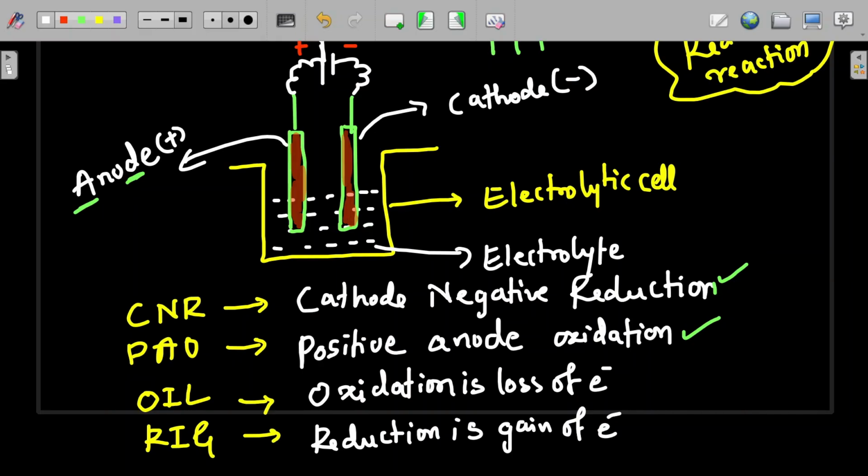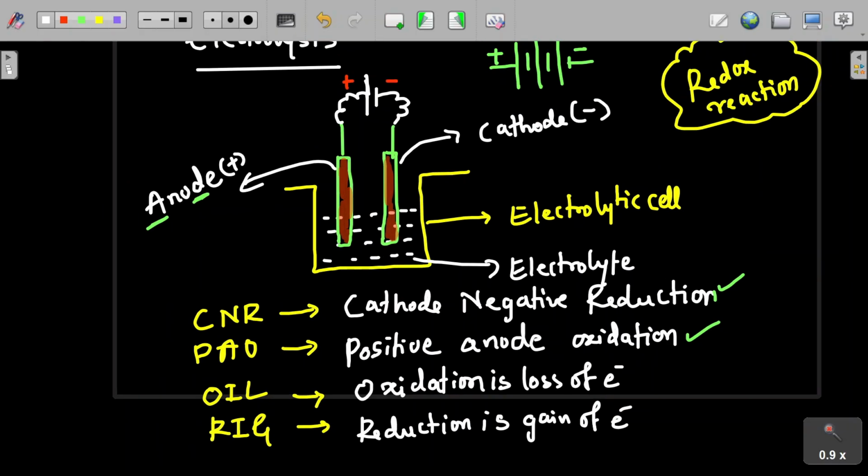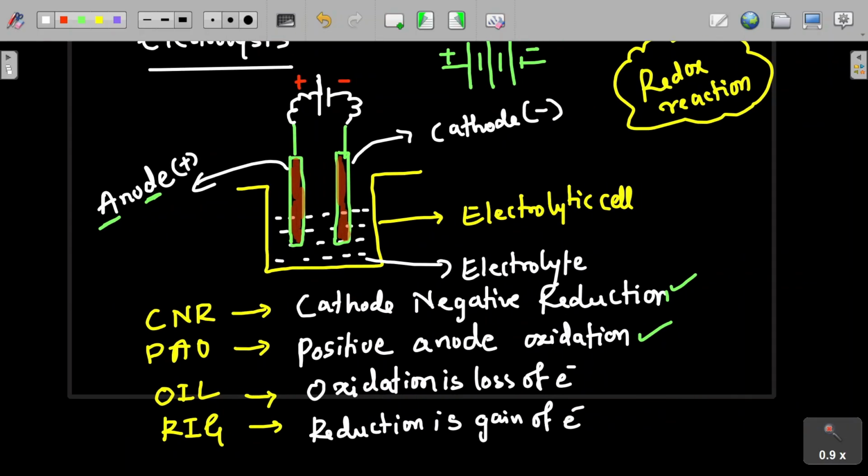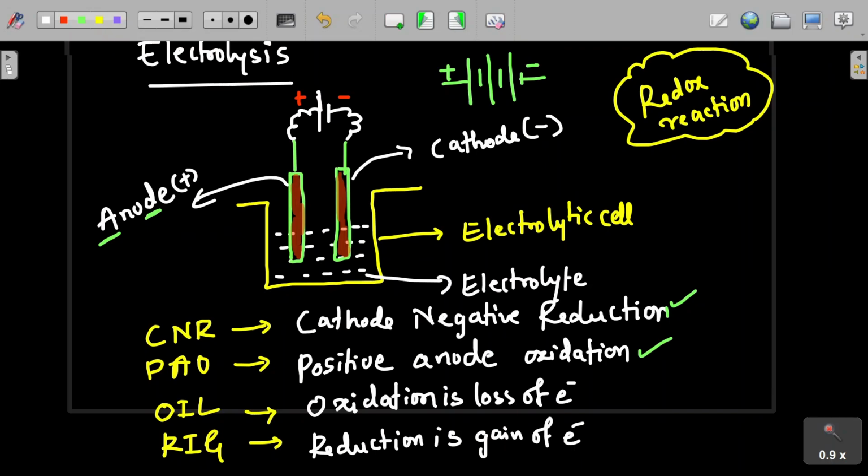Oxidation, reduction. So this much if you know, most of your things will become easy. Okay, now. So these are the basic things. And because anode is positive, in the electrolyte you will have positive and negative ions. So anions will move towards anode. Anions are negative. They will move towards anode. Cations will move towards cathode because cations are positive, because opposite charges attract each other.